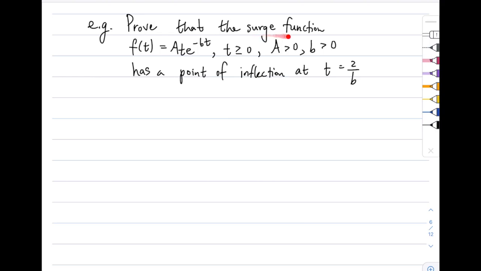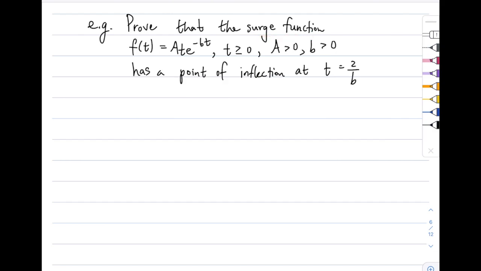So this question says, prove that the surge function f of t equals a times t times e to the power of negative bt, where t is bigger than or equal to 0, a is bigger than 0, b is bigger than 0, has a point of inflection at t equals 2 divided by b.